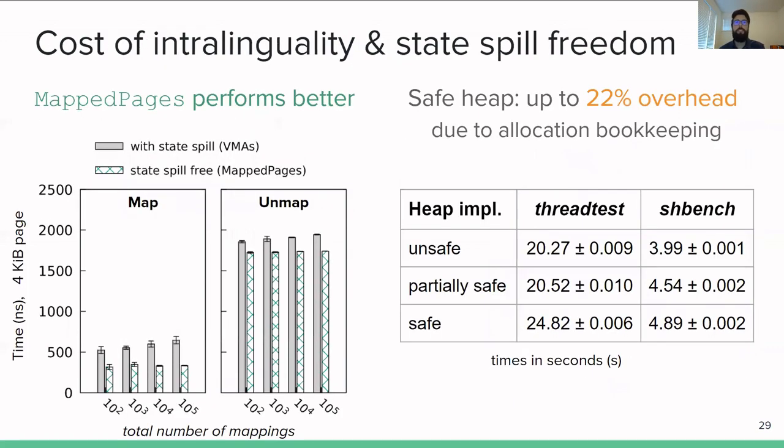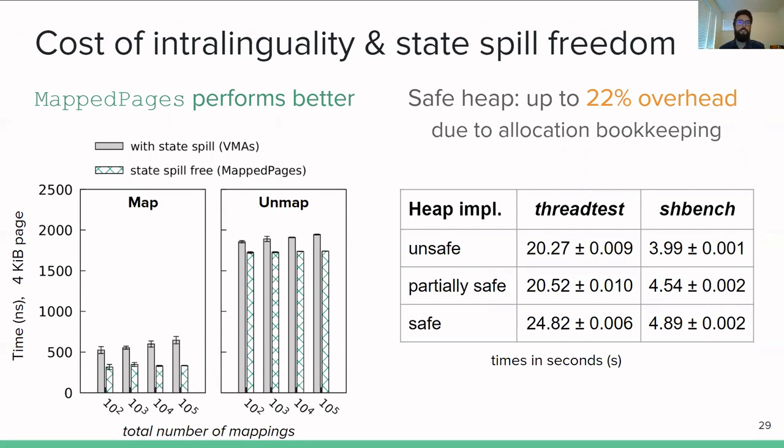Finally, Theseus' intralingual and state spill-free designs naturally raise questions about its performance. In general, we observe an expected trend in which some state spill-free designs are better than their traditional spill-full counterparts. Many are just a little tiny bit worse, while a small minority impose higher costs.